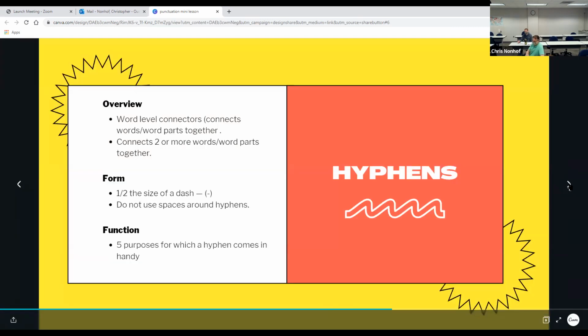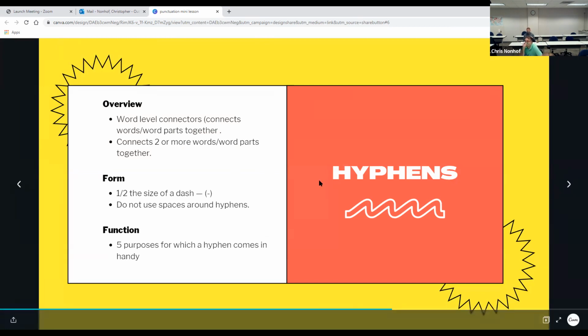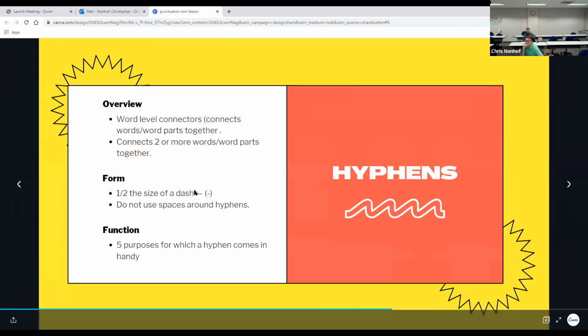Okay, so now we're going to move on to hyphens. Basically a dash's cousin, but they do different things. An overview: they connect words together or word parts together. So they connect 2 or more words. A dash connected a phrase or a sentence to another sentence or phrase. Hyphens connect words to other words or word parts.